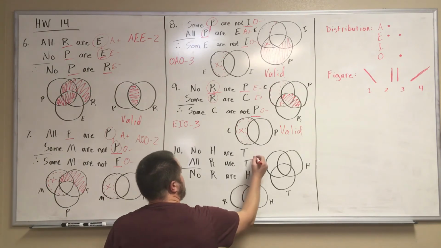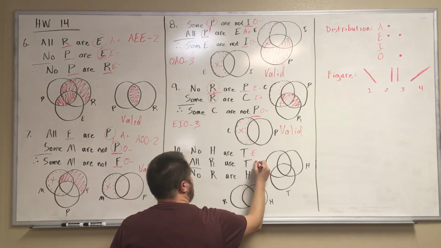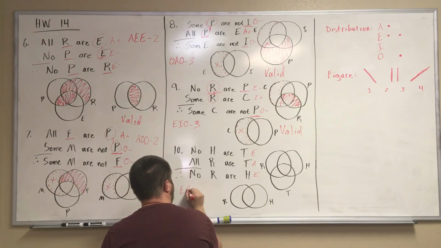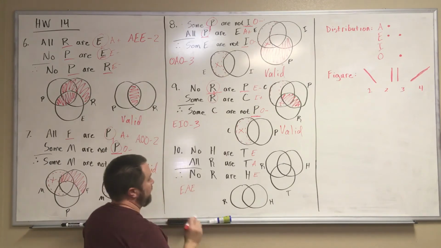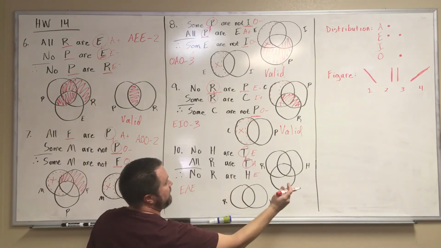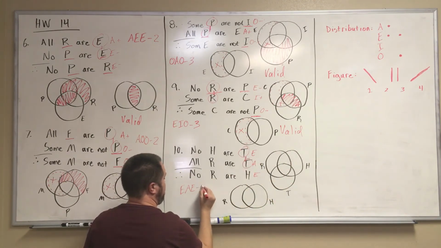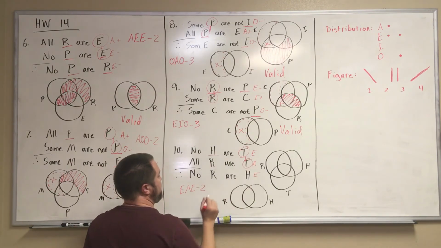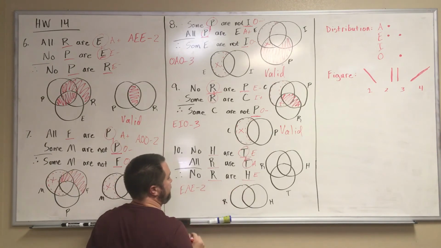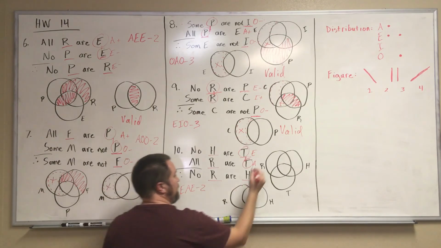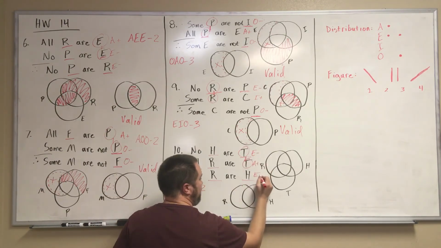So last one, E statement, A statement, E statement. So we have E, A, E, and then the middle term is T. It's lined up over on the predicate side. So that's figure number 2. Both terms are distributed in E statements, subject in A statement, and then both down here. And then that's a negative, affirmative, negative.